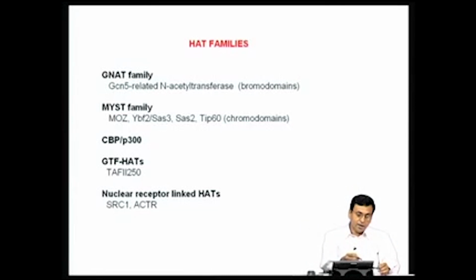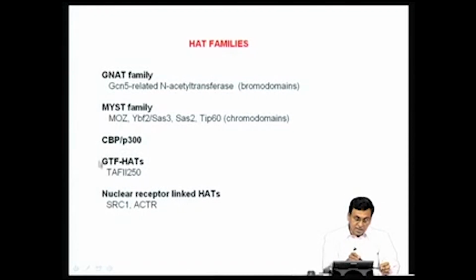So this opened up what is called the HAT family of proteins, some of which I have mentioned here, like the GNAT family, which consists of GCN5 related N-acetyltransferases, and you have what is called the MYST family, which consists of MOZ, YBF2, SAS2, TIP60, etc. There is another important co-activator called CBP or p300. Again, we will discuss this in detail in the next few classes.